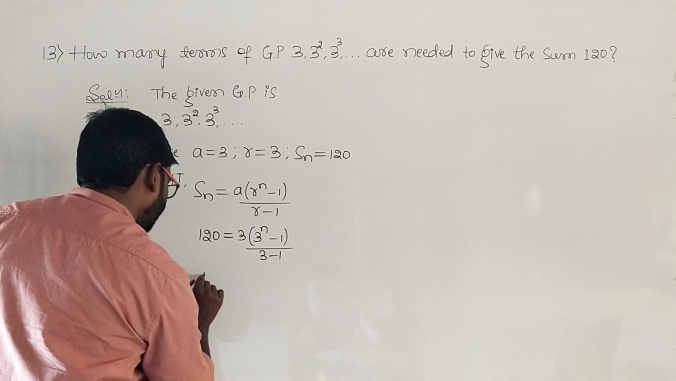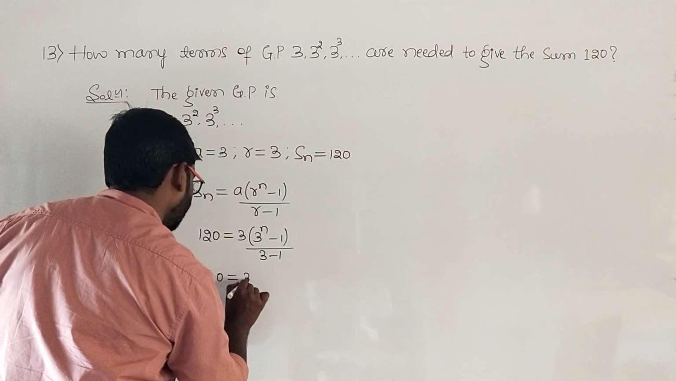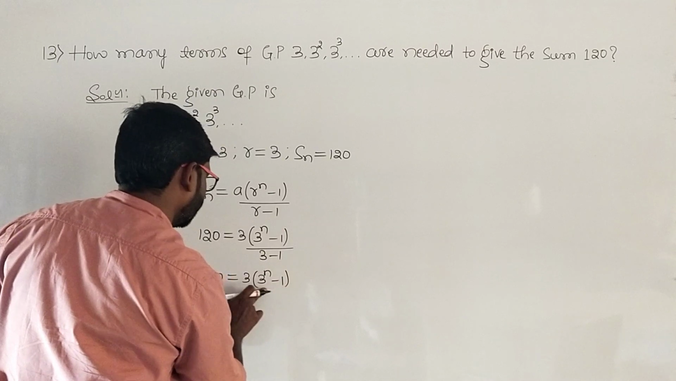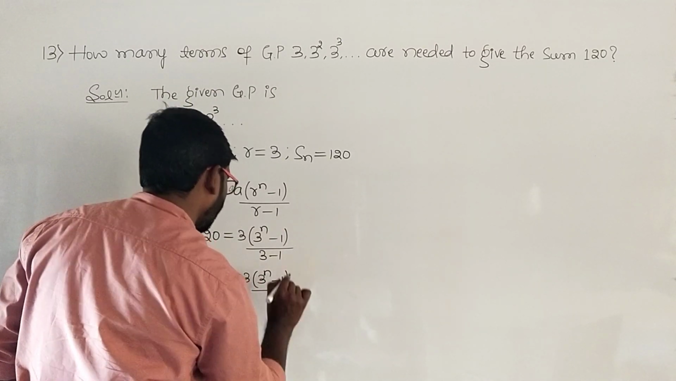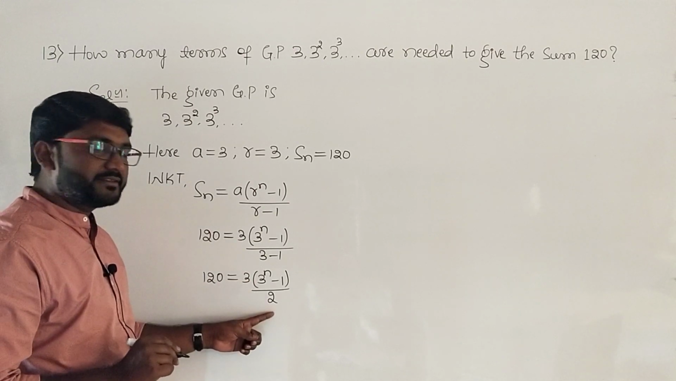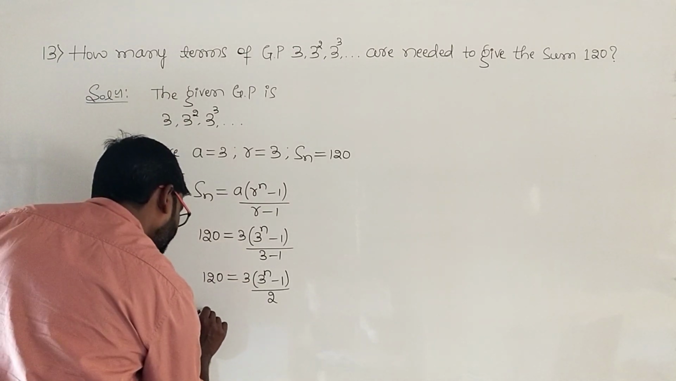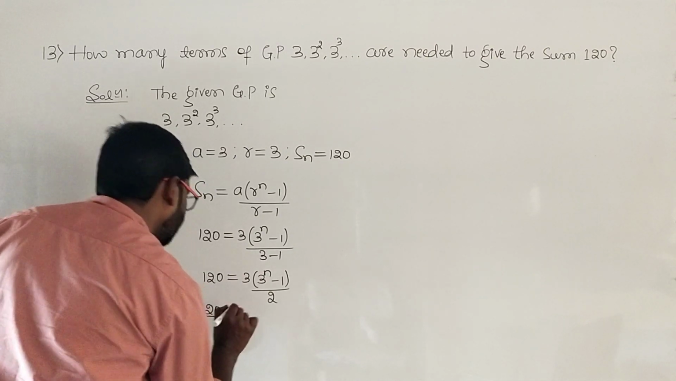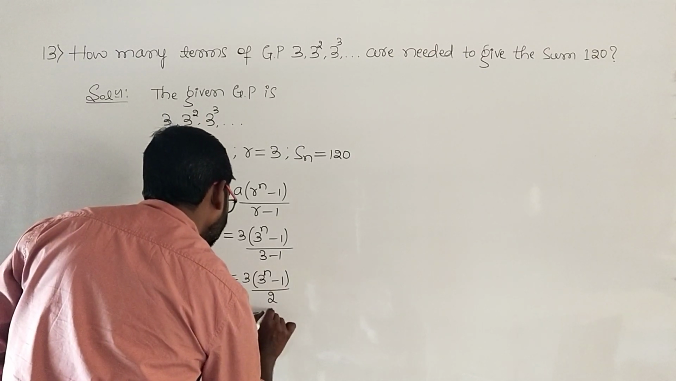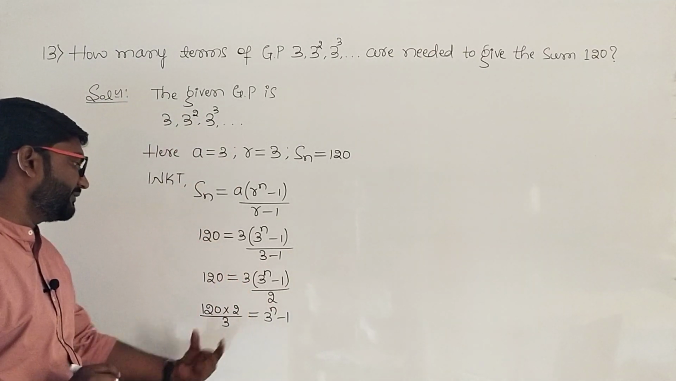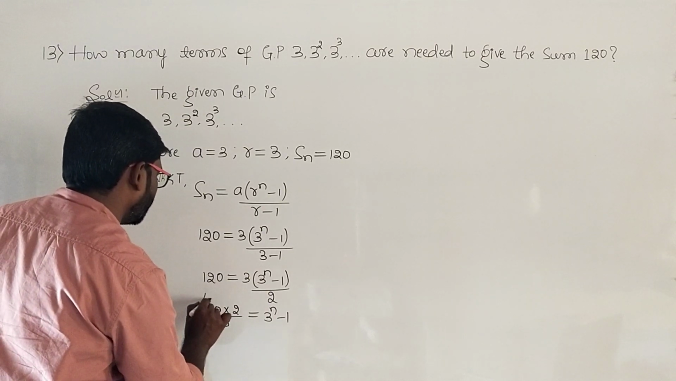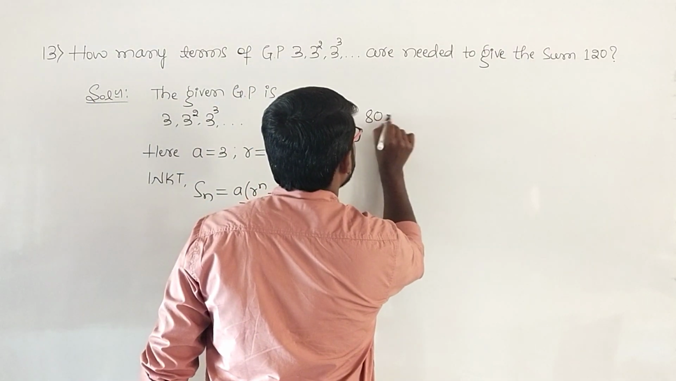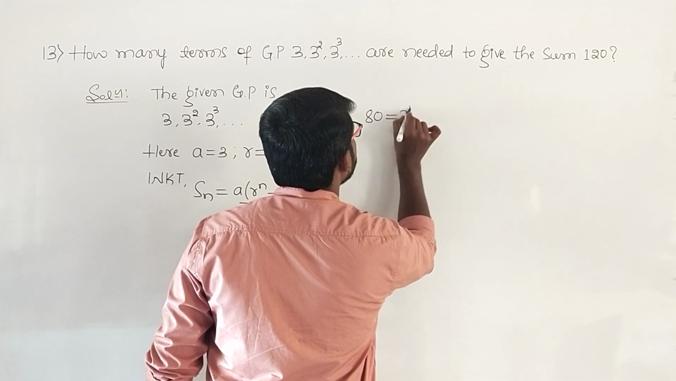So now 120 which is equals to 3 into the bracket 3 raised to n minus 1 divided by, what do we have? It is 3 minus 1, that is 2. So now take 2, so 3 by 2 to the LHS it becomes 2 by 3. So here 120 into 2 divided by 3, this is equals to 3 raised to n minus 1. So let us simplify this now. Here 3 ones are 3, 40s. 40 into 2 will be 80. So in the next step you get 80 which is equals to 3 raised to n minus 1.